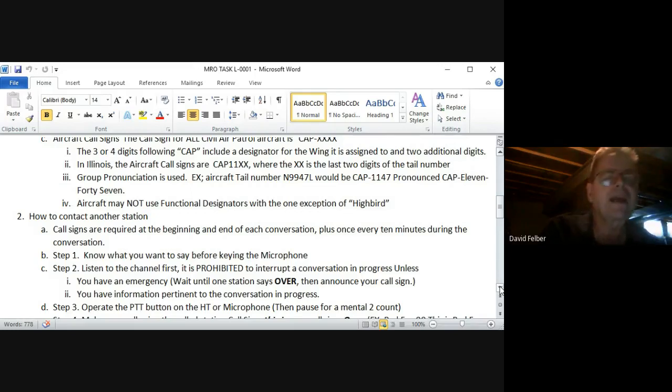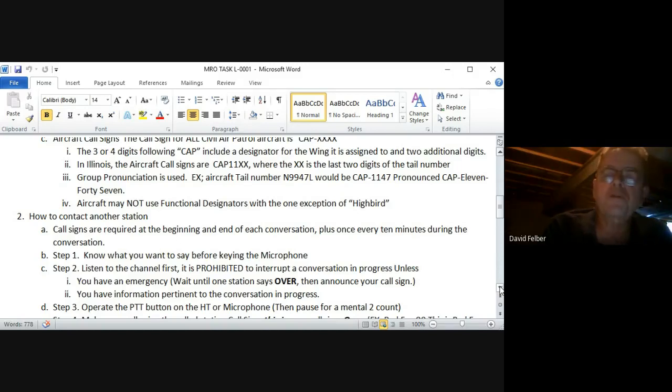Let's move on. How do we contact another station? Okay, call signs are required at the beginning and end of each conversation, plus once every 10 minutes during the conversation. And once you have established contact with another station, you don't have to use call signs again unless 10 minutes passes or someone says out. Of course, out signifies the end of that conversation. And if you have more to say, then you need to recall that station using proper procedure.